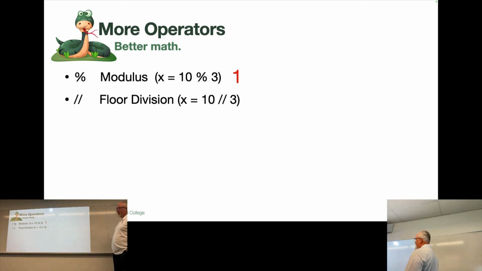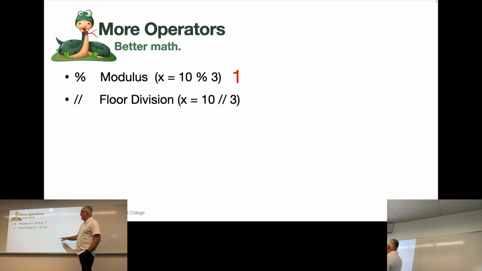Floor division is sort of like modulus's weird cousin, okay? Instead of returning the remainder, what it returns is the answer without the remainder. So it would say the floor division result of 10 floor divided by 3 is what? Without the remainder. If you just drop the remainder and forget about it, what's left? How many times does 3 go into 10? 3. So x would be equal to 3.